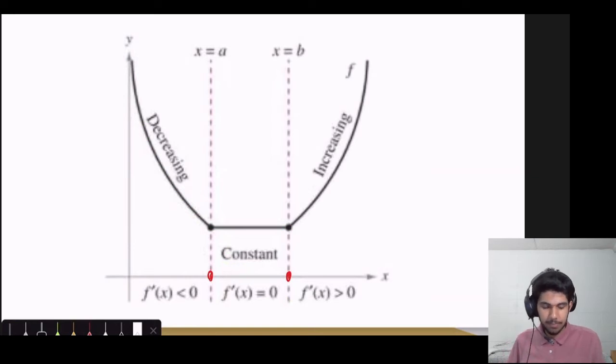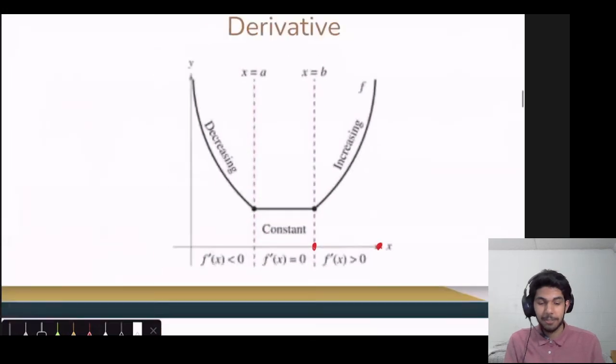It's just constant. Finally, if we consider the interval from x equals b to just some point here, now we can see if we take the first derivative at any point, the slope of the tangent line is always positive. So f prime of x is greater than 0. If we get that condition, then we can say that the function is increasing. So just like that, just by taking the first derivative, we can tell what the function is doing.